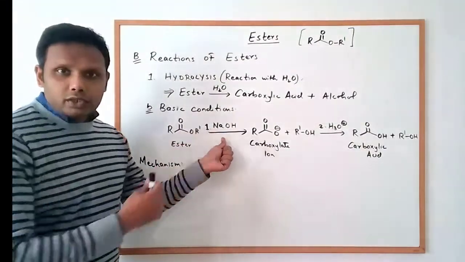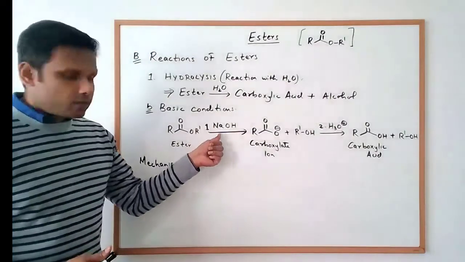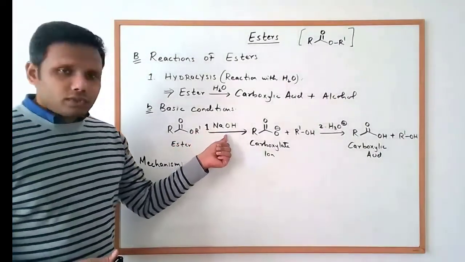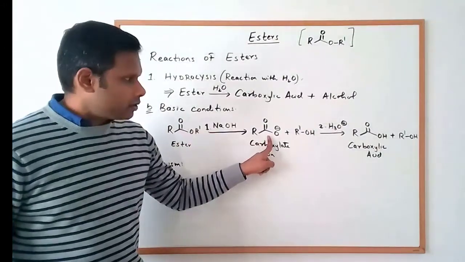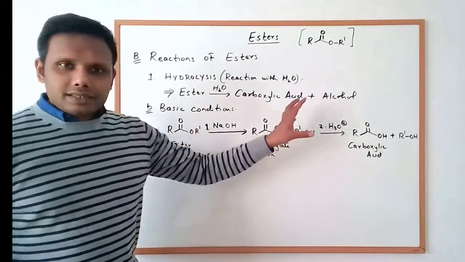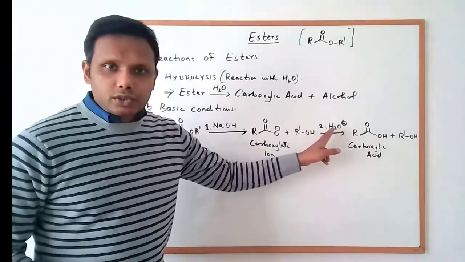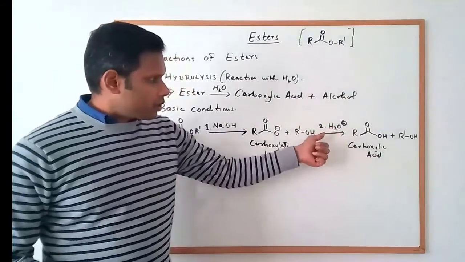I'm using sodium hydroxide, a very classic base here. When you do this reaction, the ester reacts with your base to give you a carboxylate ion and then an alcohol. Then in the second step, you do a hydrolysis, like an acidic workup actually. So an acidic workup here.